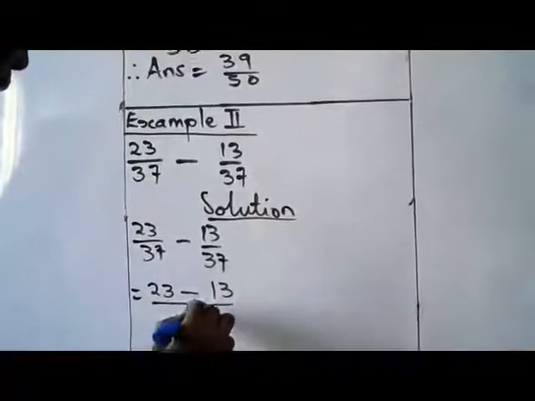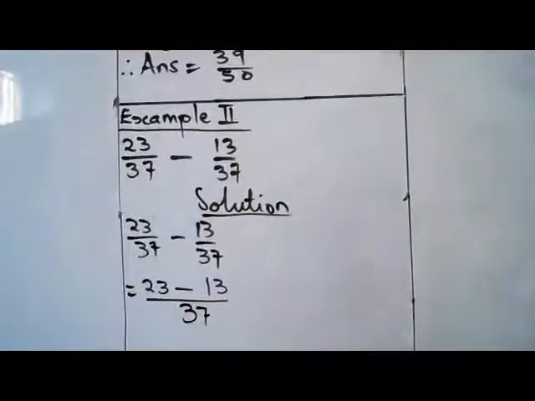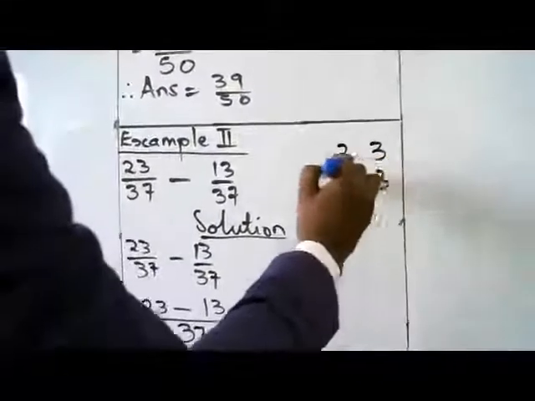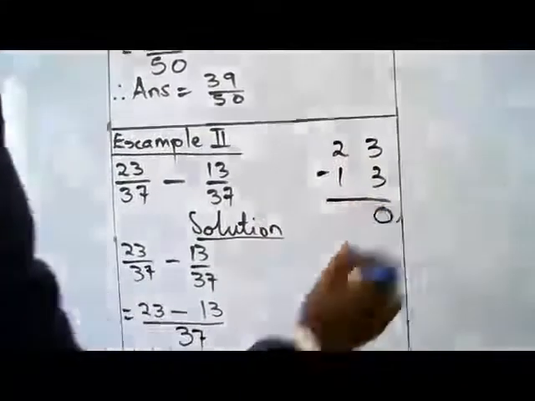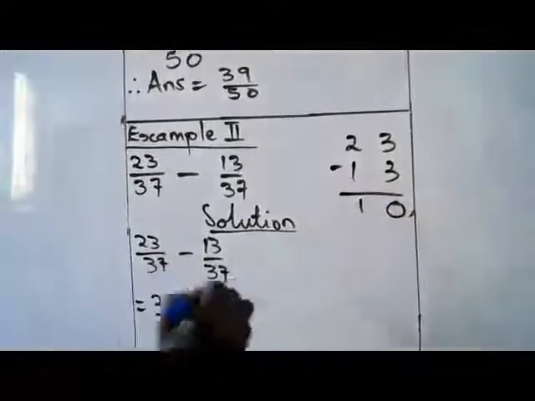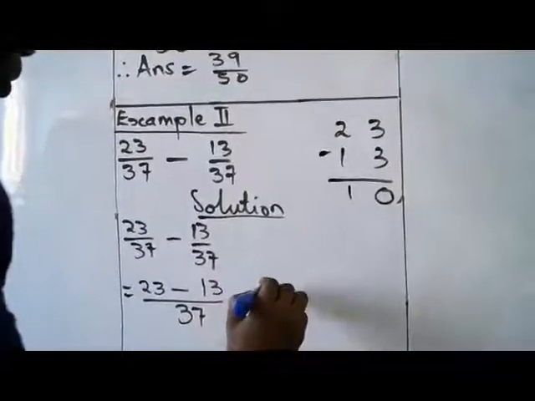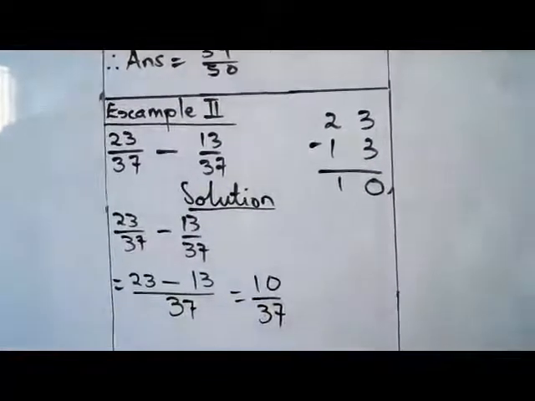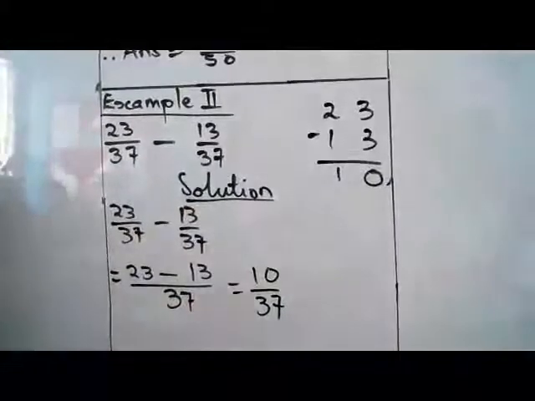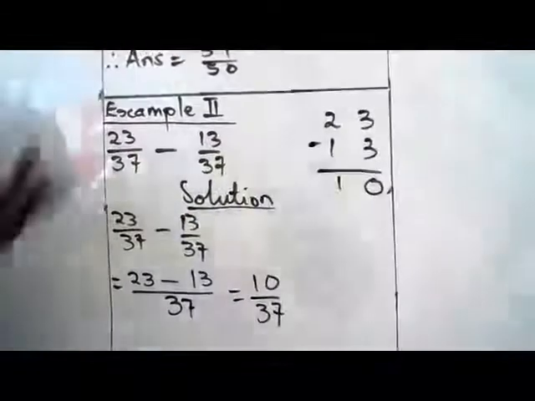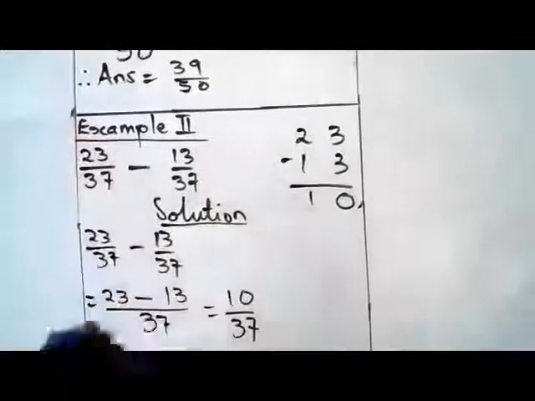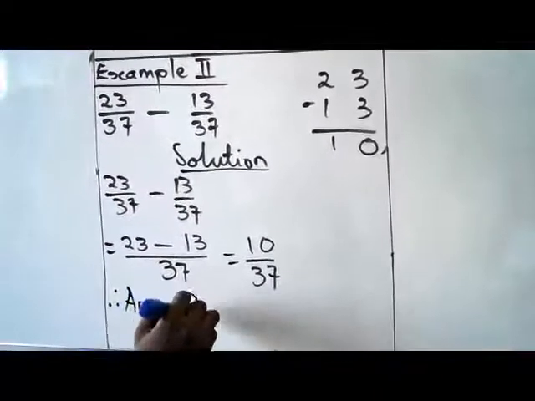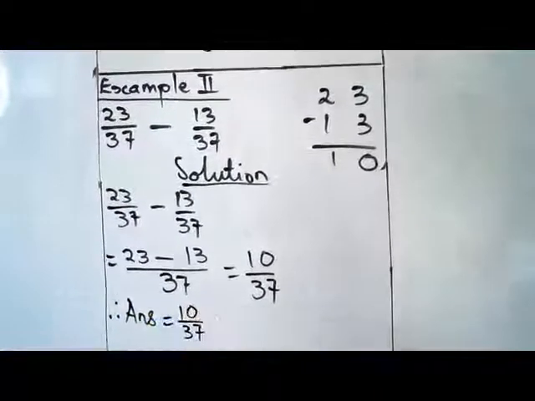So we have our 37. You go to your rough sheet, you have your 23 and your 13. 3 minus 3 you have 0, 2 minus 1 you have 1. So that's equal to 10/37. Can we reduce this to a smaller fraction? We can see that it's similar to what we have in our first example. No. So therefore, our final answer will be 10/37.